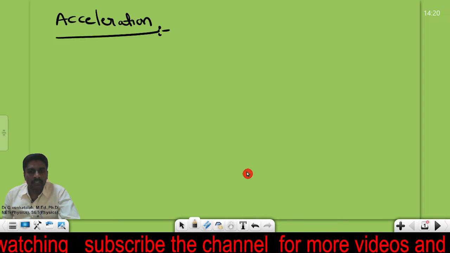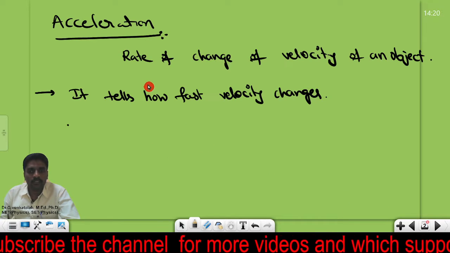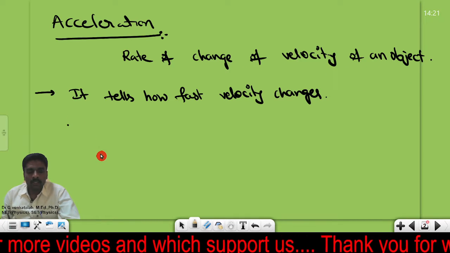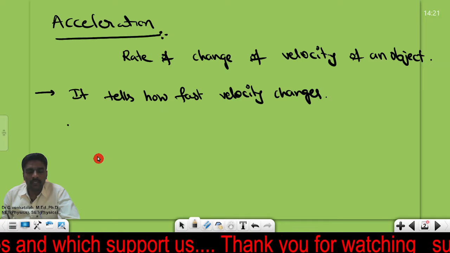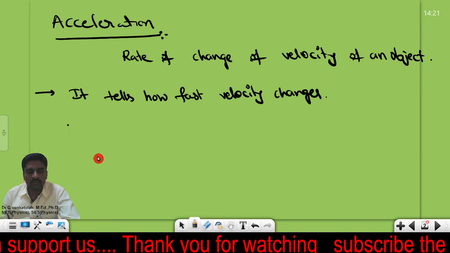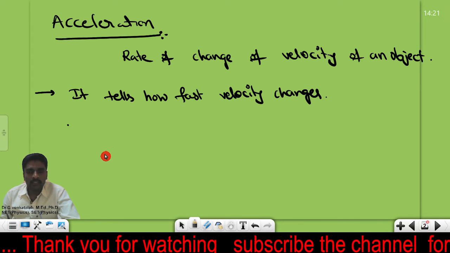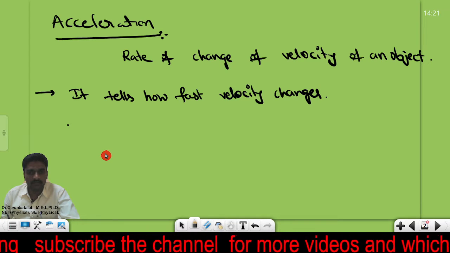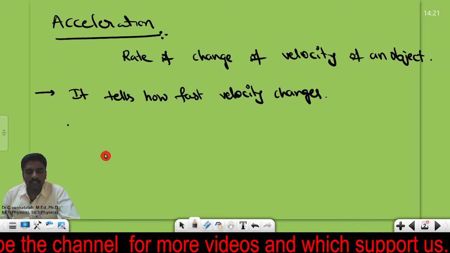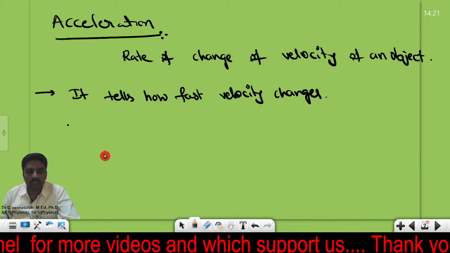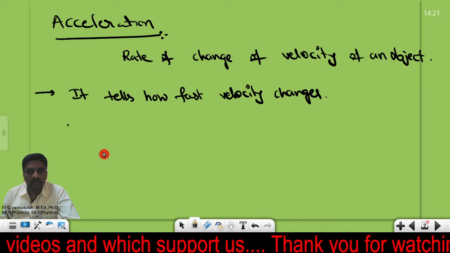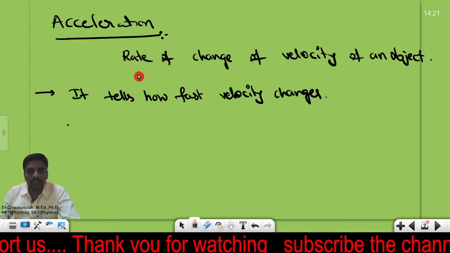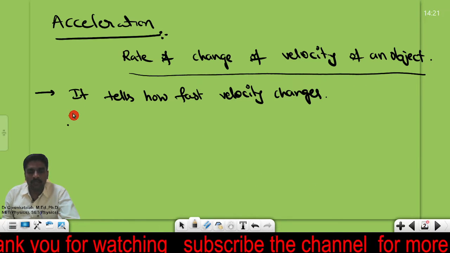What does it mean by an acceleration? Acceleration is the rate of change of velocity of an object. What information does it give by the observation of the body? Acceleration is the physical quantity which gives the information of how fast the velocity changes. That means how rapidly the velocity is changing, whether it increases or decreases, the acceleration provides the information of the velocity changes. Then acceleration is called the rate of change of velocity of an object.